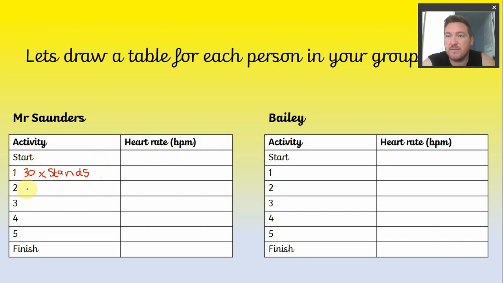Then after a couple of minutes rest, I might do 30 star jumps. I'm just going to draw a star jumps. Then I might go and say do 30 seconds of stair climbs. If you live in a flat or you're in a bungalow, you could maybe do 30 seconds of high knees, and then you might want to do 30 sit-ups.